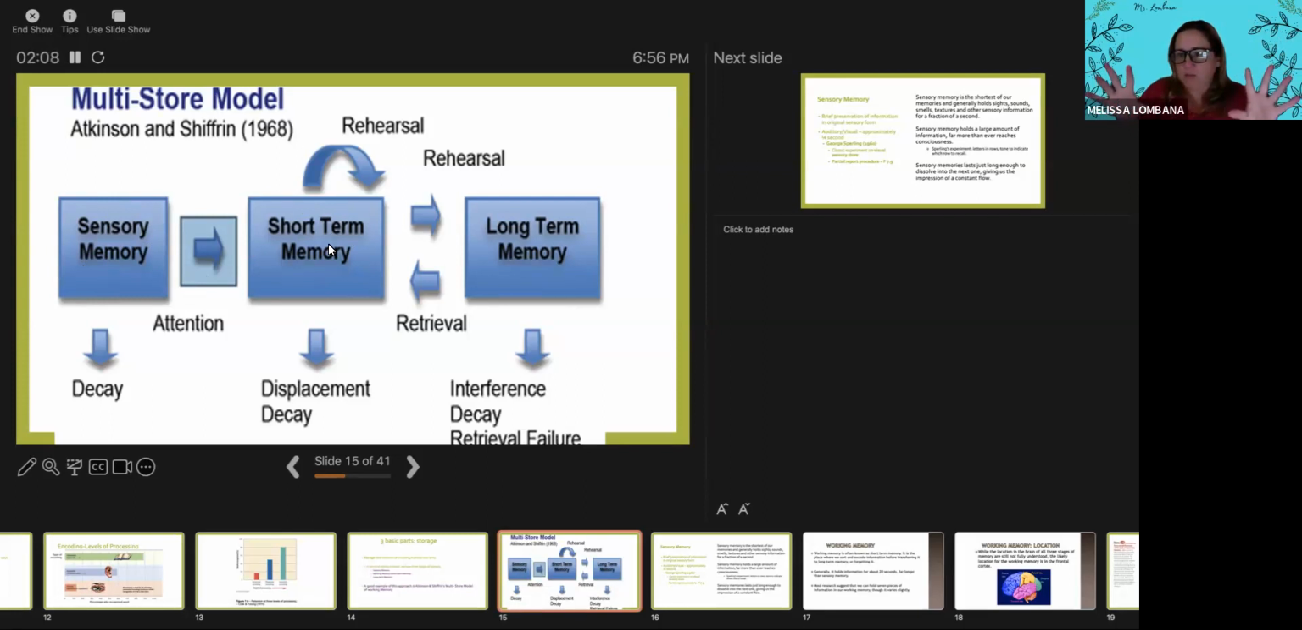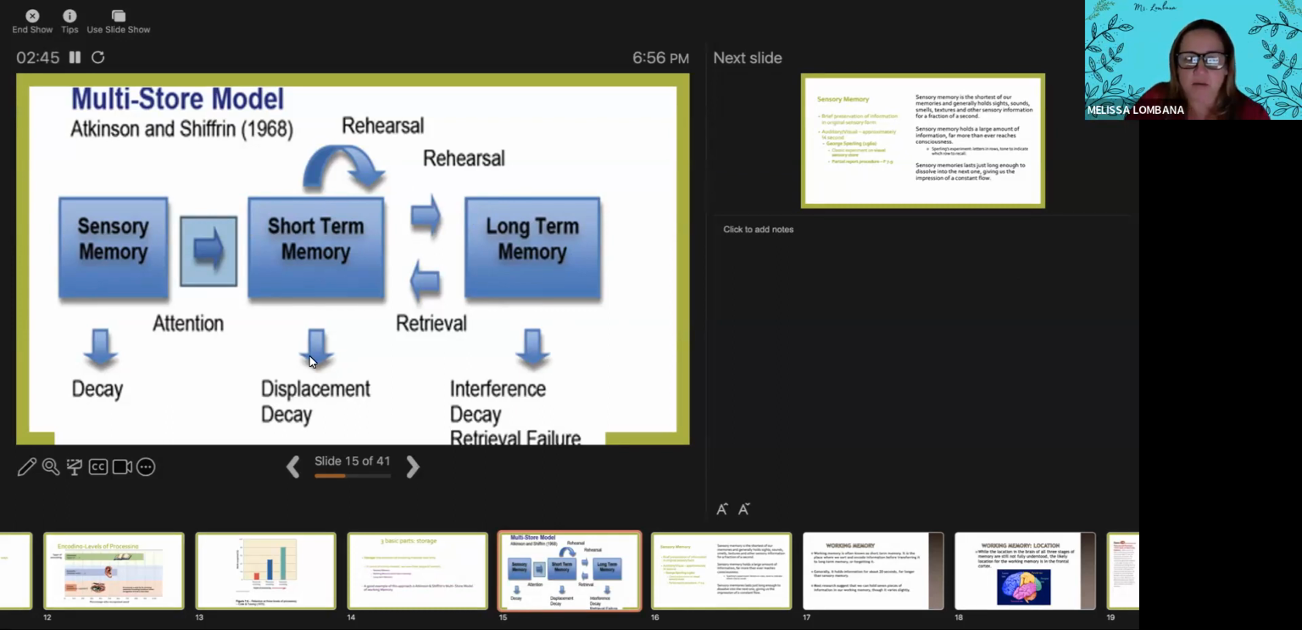It's kind of like a scratch pad, jotting down a Post-it type thing. Then if we rehearse it, if we keep practicing it, it goes to our long-term memory. Our long-term memory is forever and it will stay there. Once I need to get what's in there, it's retrieval and it works its way back out. So that's the model. There are things like decay, and we'll talk about that as we go.